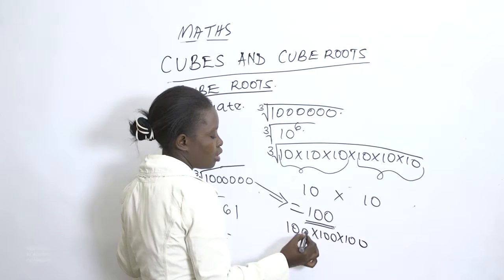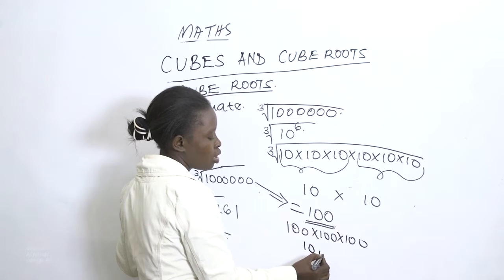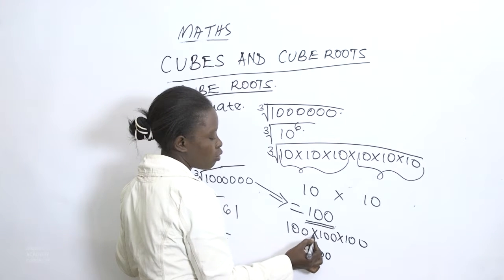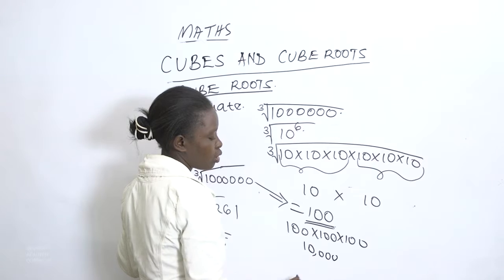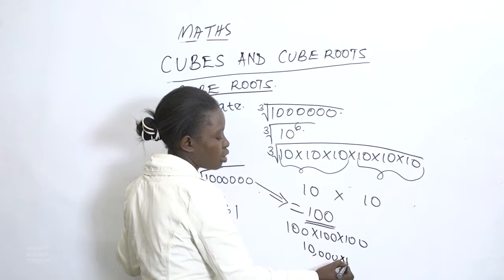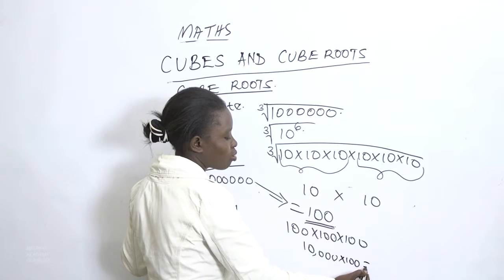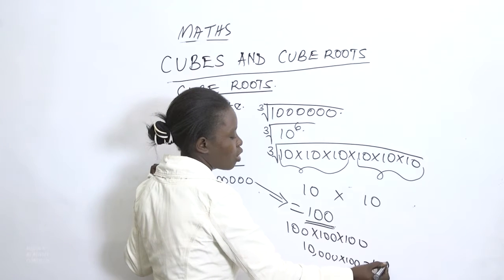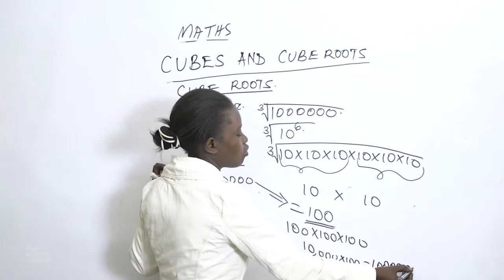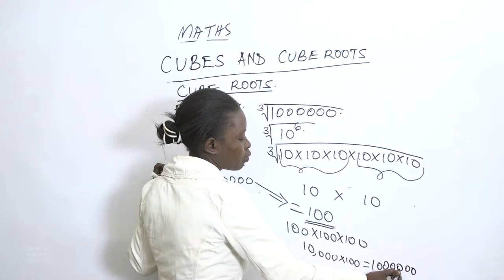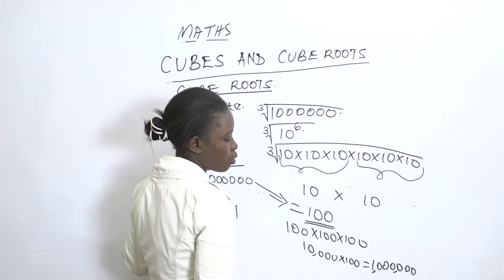100 times 100 is 10,000. We simply add the zeros. These are 4 zeros. So this is 10,000. Then we have 10,000 times 100. So we add the 2 zeros on our 4 zeros to make it 6. So we have 1, 2, 3, 4, 5, 6. So that gives us 1 million.